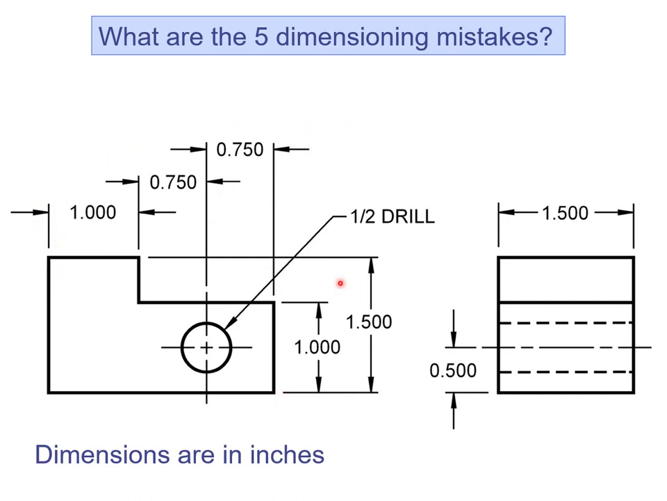Another mistake that stands out is we're missing the diameter symbol, right? So instead of using drill, we would use the diameter symbol. Another mistake that we see here is we don't dimension to a hidden feature. So this 0.50 should go in the front view to locate the center of the hole with respect to the bottom datum. Okay, so any other mistakes? I think we got them all. Okay, so let's take a look at the next slide.